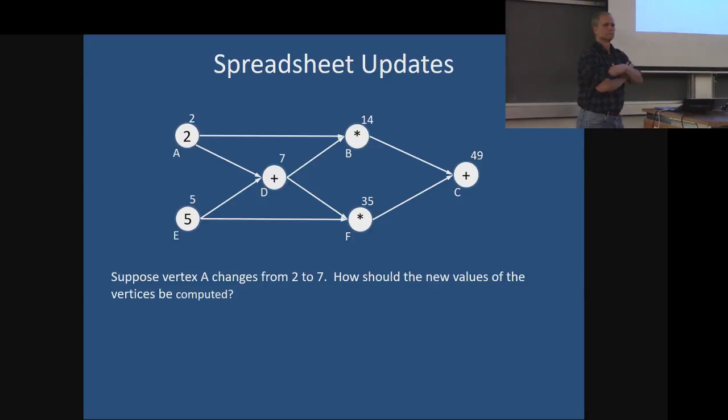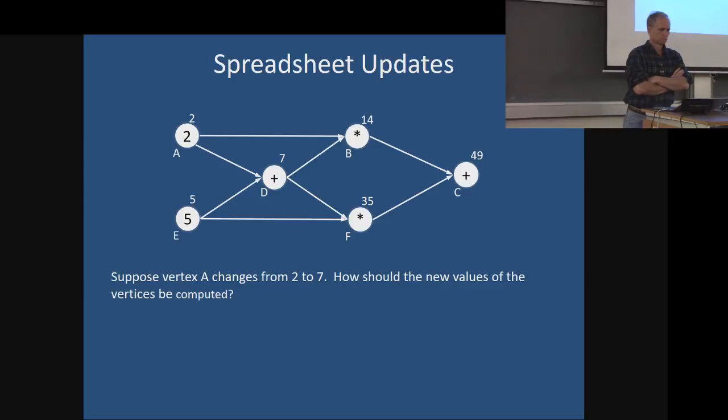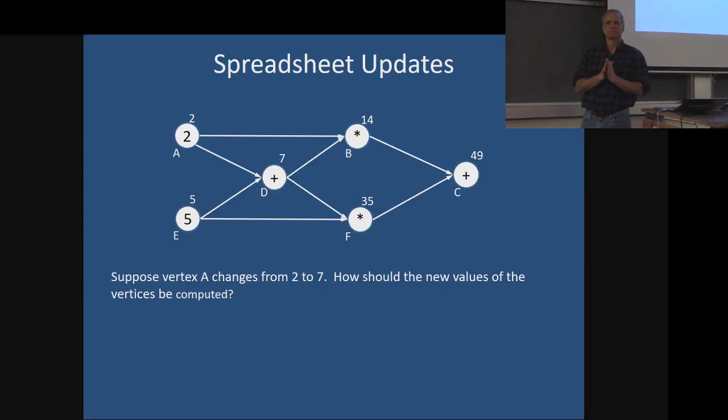Yeah? I'm confused because in order to update D, don't we have to find its predecessors? Yeah, you have to, so I'm assuming the graph has been reversed so you can find D's predecessors. To evaluate D, you have to be able to efficiently find A and E, its predecessors. That's why you reverse the graph. Any other questions?